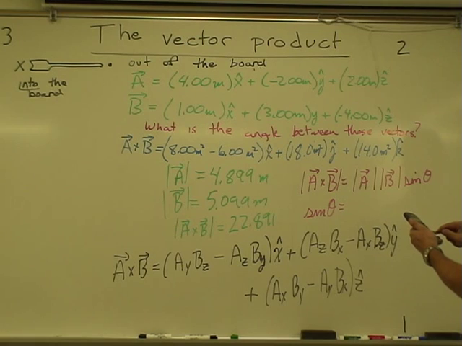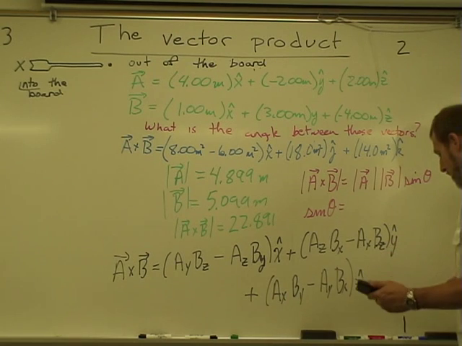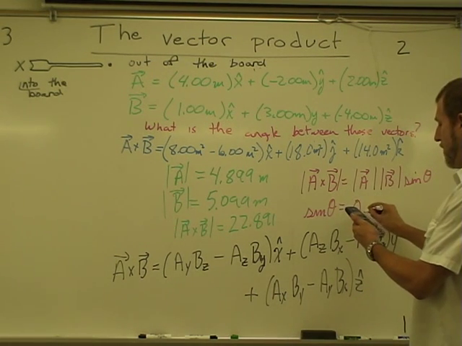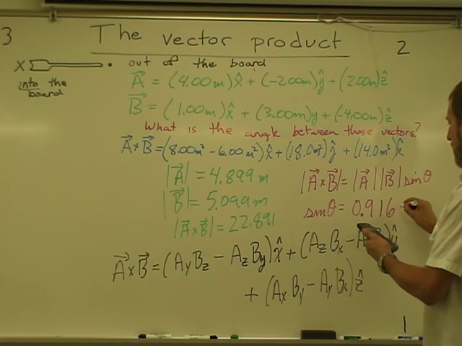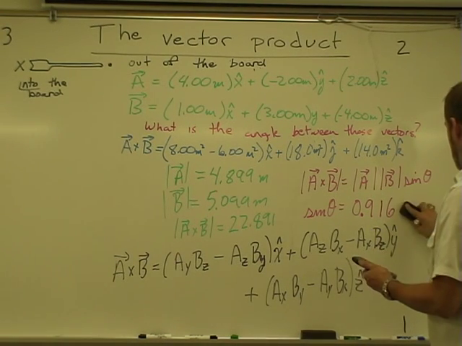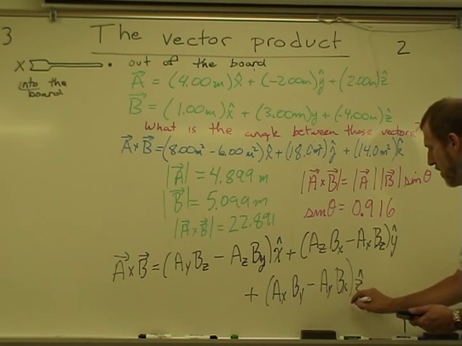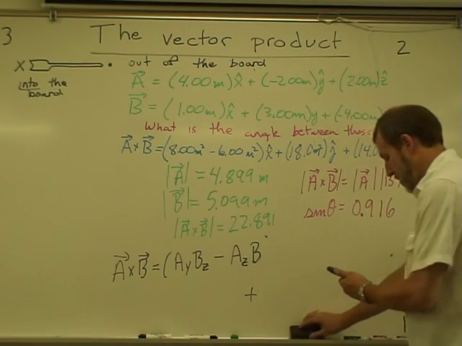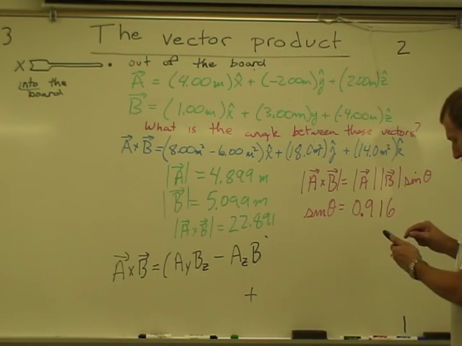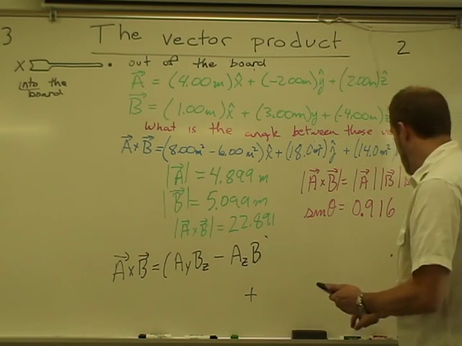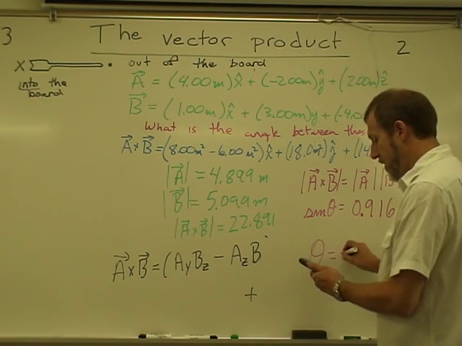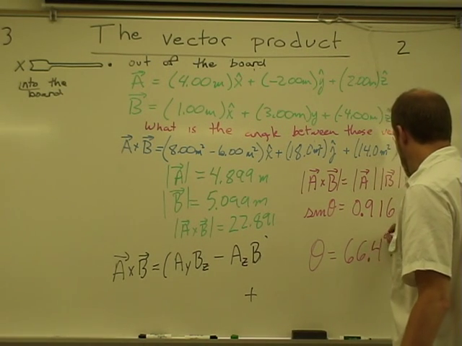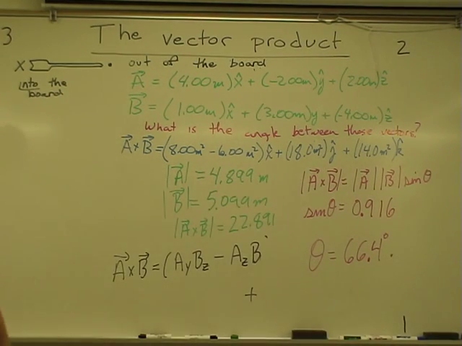divided by 5.099, or 0.916. That's a unitless number, giving us the result that beta is 66.4 degrees. Hopefully a helpful example to show you some of the reasons why we're doing this.